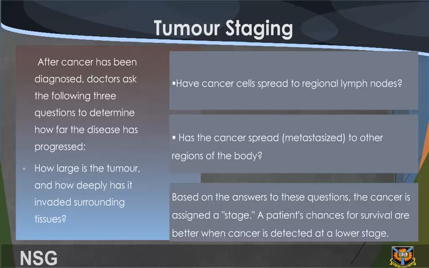Tumor staging. After cancer has been diagnosed, doctors ask the following 3 questions to determine how far the disease has progressed. How large is the tumor, and how deeply has it invaded surrounding tissues? Have cancer cells spread to regional lymph nodes? Has the cancer spread, metastasized, to other regions of the body? Based on the answers to these questions, the cancer is assigned a stage. A patient's chances for survival are better when cancer is detected at a lower stage.